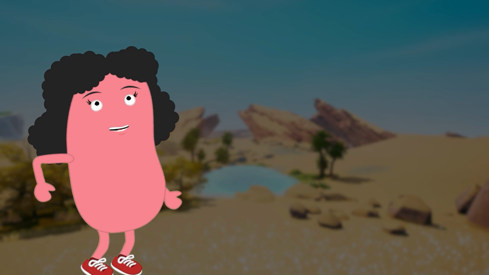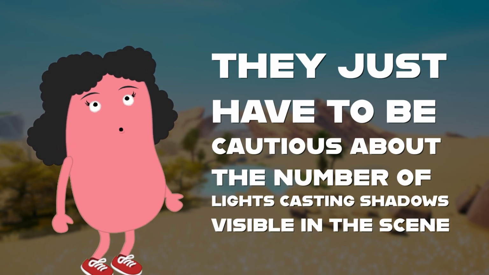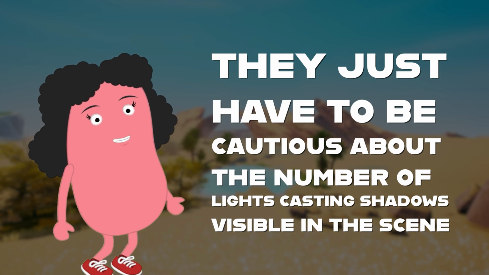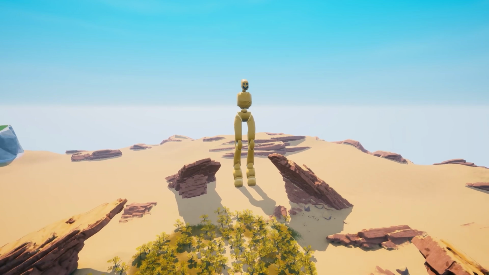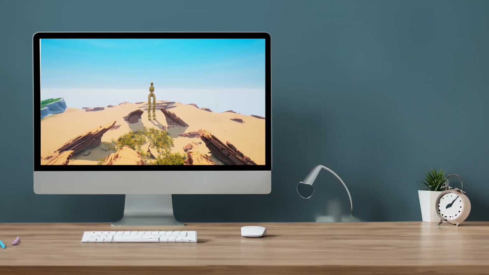It doesn't mean games don't have dynamic lights casting shadows, it just means they need to be super cautious of how many lights are visible at the same time in a scene. That's a lot of information, and we only scratched the surface. Because now, when we have all this, we can actually play the game and see it on screen. But wait, how?